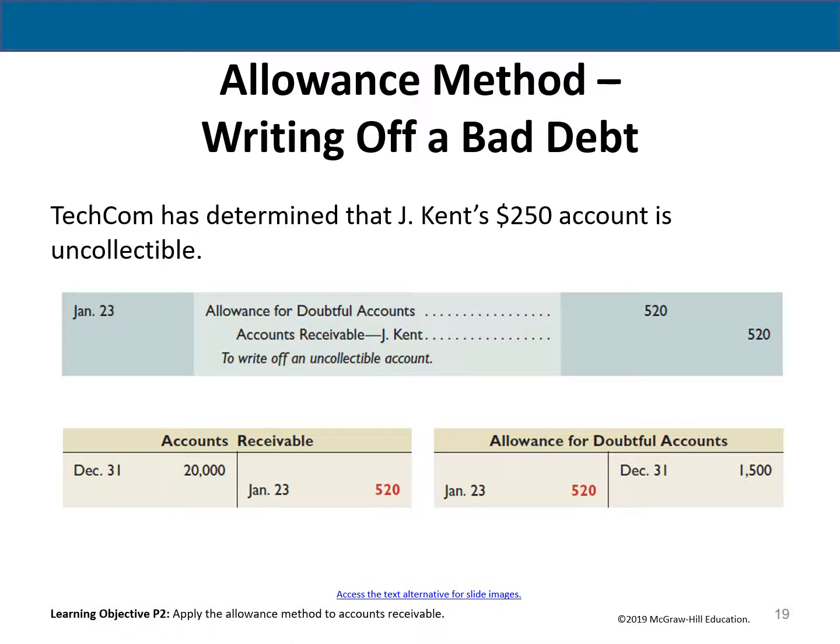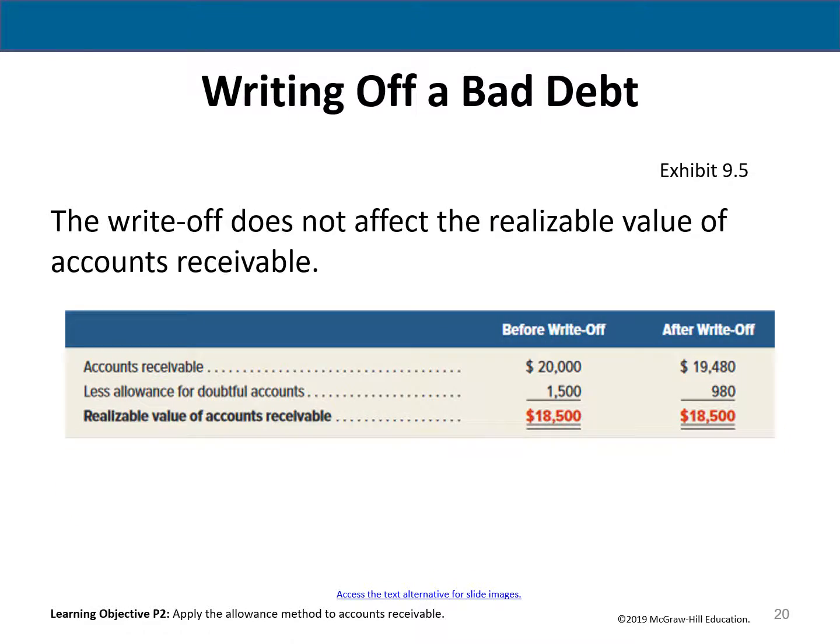And you could see what happens here. Accounts receivable goes down and the allowance account goes down. Over in the credit side, we have our $1,500 estimate. That's how much we expect not to collect. Well, so far, 520 actually became a bad debt. Okay, so we're just showing you the write-off doesn't affect the net realizable value of accounts receivable. Before it was $20,000 in accounts receivable minus the allowance for doubtful accounts, which is $18,500. After the write-off, the new balance in accounts receivable is $19,480 because we reduced that account, but we also reduced the allowance for doubtful accounts. So the net realizable value overall will be the same amount.